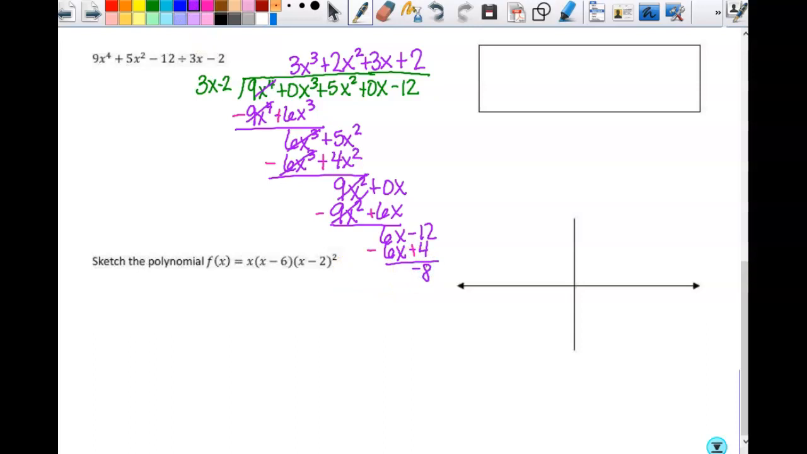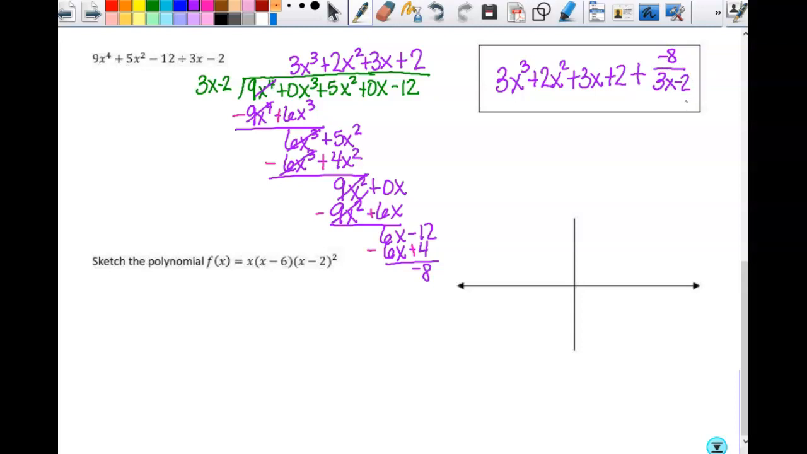Again, the directions said divide, and that was it. If I have a remainder, I can't factor and get zeros anyway because this isn't a factor. So my answer then is 3x cubed plus 2x squared plus 3x plus 2 plus a remainder, which happens to be negative 8 over 3x minus 2.